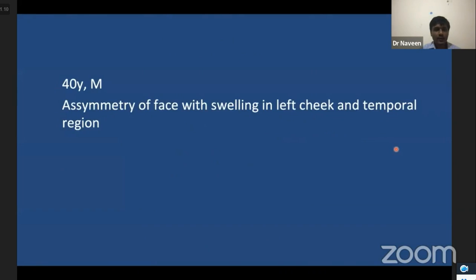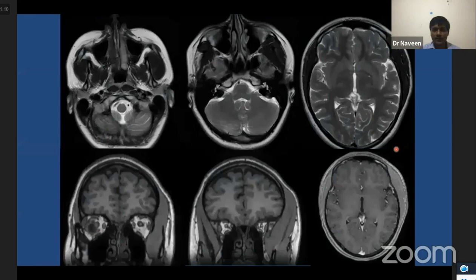Here, there is a 40-year-old male patient with an asymmetry of the face, presenting with swelling on the left side of the neck. What we can see is an enlarged masseter muscle compared to the contralateral side. We can see the asymmetry, and in the temporalis region, we can see the increased thickness of the temporalis muscle.